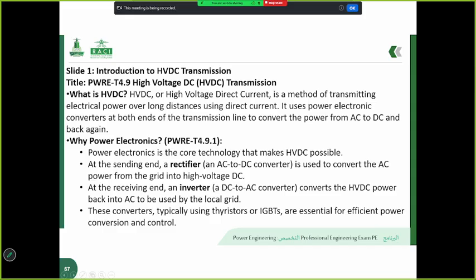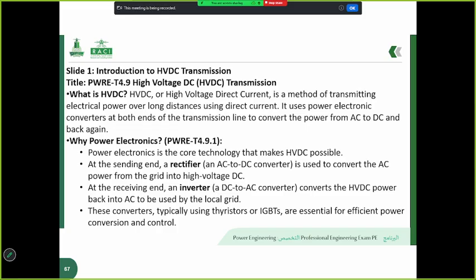This slide provides an introduction to HVDC transmission, high voltage direct current, a modern and highly efficient method of transmitting large amounts of electrical power over long distances. At its core, an HVDC transmission system relies heavily on power electronic converters.